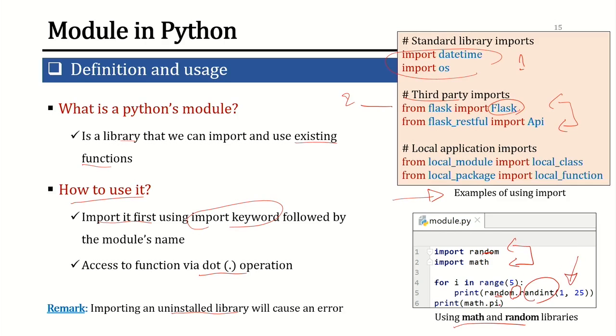Another one, we have math. In math, it has the constant called pi. So it will display those variables for you as well.